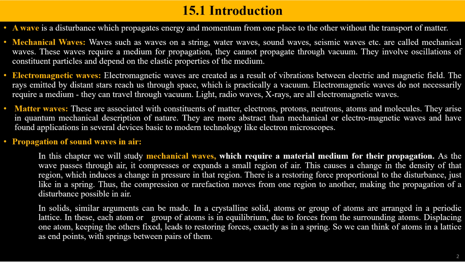In solids, similar arguments can be made. In crystalline solids, atoms or groups of atoms are arranged in a periodic lattice. In these, each atom or group of atoms is in equilibrium due to forces from the surrounding atoms. Displacing one atom while keeping the others fixed leads to restoring forces, exactly as in the case of a spring. So we can think of atoms in a lattice as endpoints with springs between the pairs.